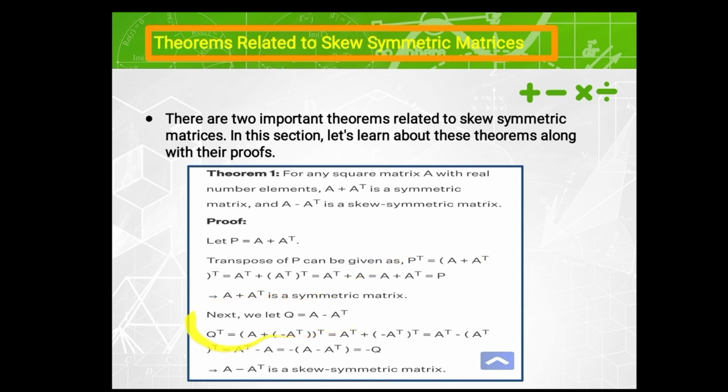Now next let us consider Q is equal to A minus A transpose. Q transpose is equal to (A minus A transpose) whole transpose. Then A transpose minus A. If we take out minus common from A transpose minus A, it becomes minus (A minus A transpose). As we declared the condition Q is equal to A minus A transpose, therefore we can conclude that Q transpose is equal to minus Q. From this we can conclude that A minus A transpose is a skew symmetric matrix.